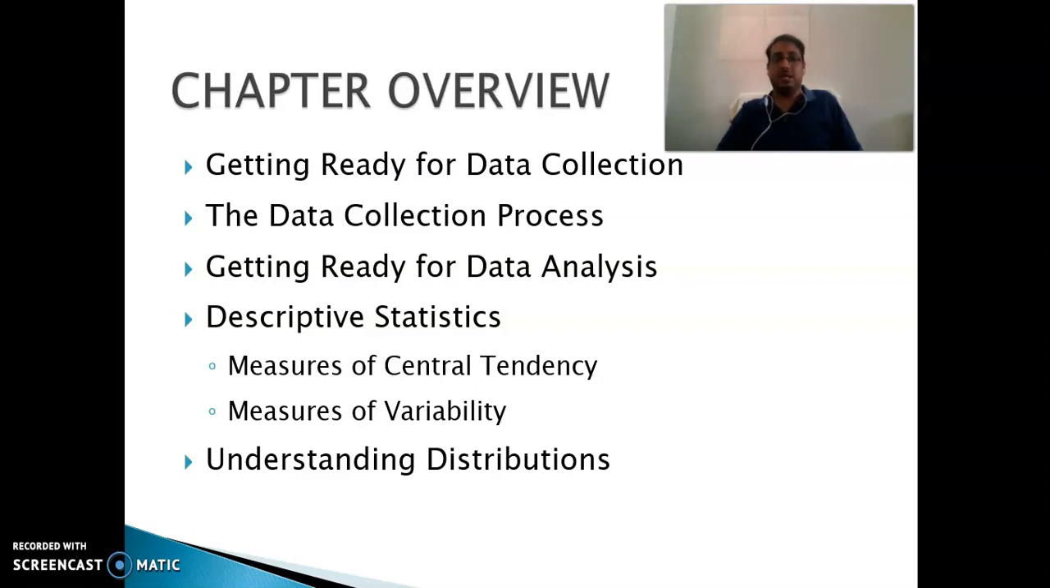For data analysis, you can use descriptive statistics. For example, measures of central tendency to see if your data is normally distributed or not. Then measures of variability. Then you need to understand the distribution of your data.